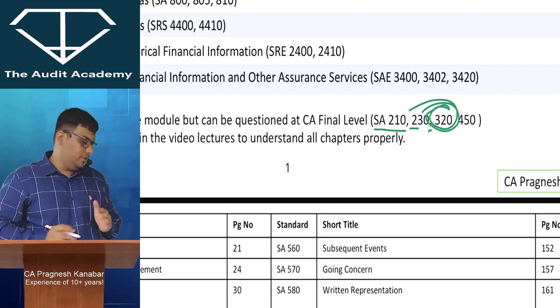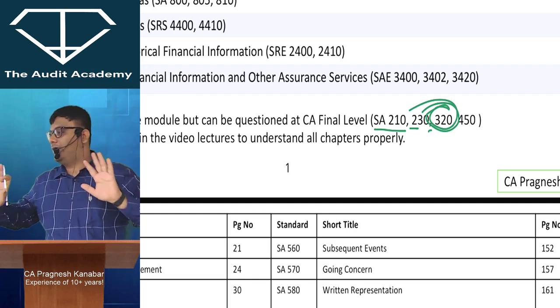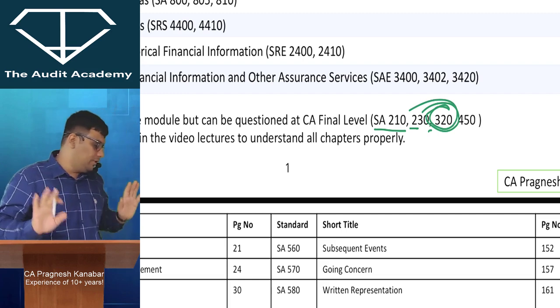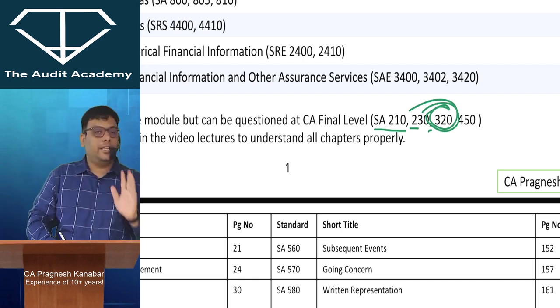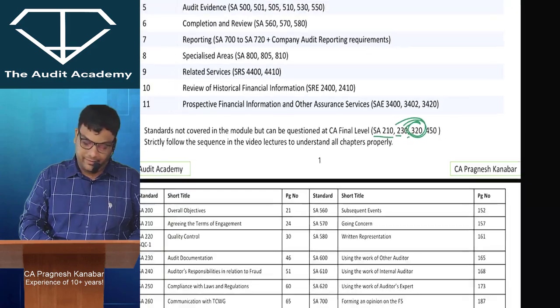So basically, we will cover all the 46 standards. Okay? Because we want absolute assurance that we will clear the paper. Because I know you don't want to see audit books for the second time.